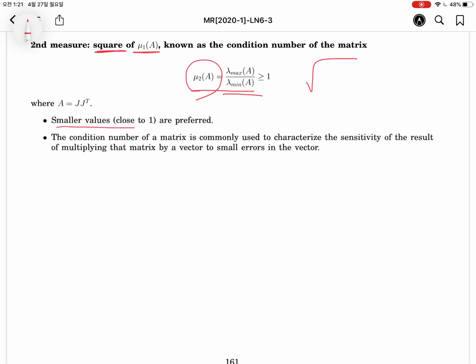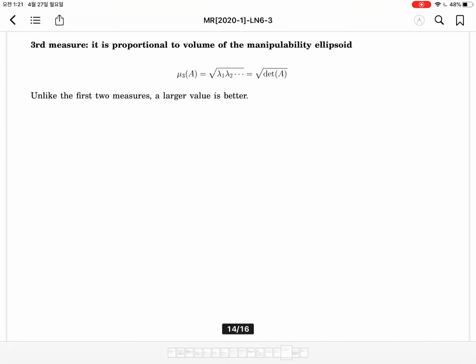The interpretation is the same. The smaller value will be preferred. A smaller value is near to a unit sphere. The larger value of the mu2 looks like a line segment. The condition number of the matrix is commonly used to characterize the sensitivity of the result of multiplying the matrix by a vector to small error in the vector. So this condition number is used to express how close it is to a singular structure.